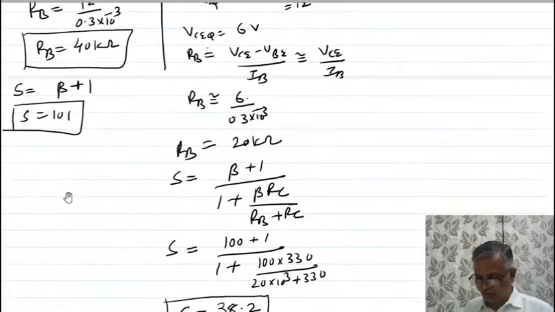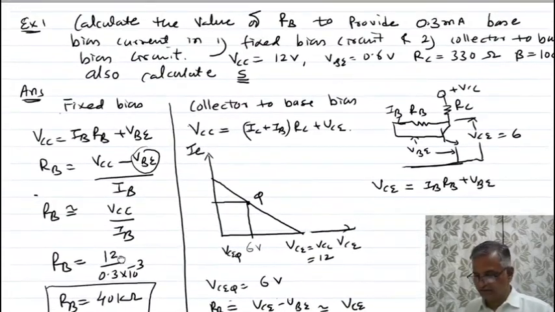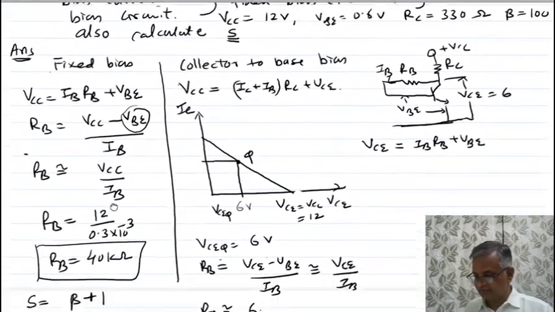This is just to show you how you can calculate the base bias resistor. Simple numericals.